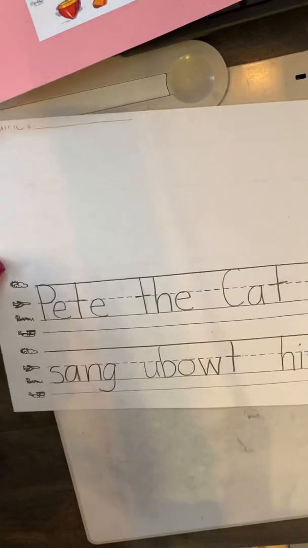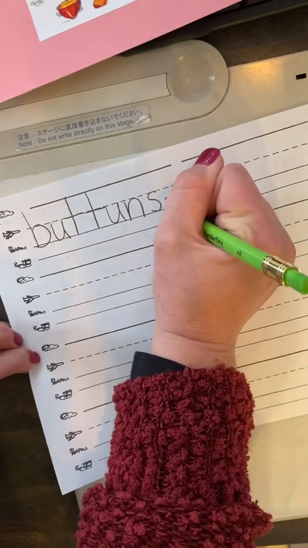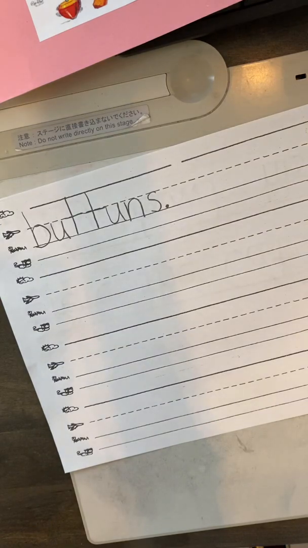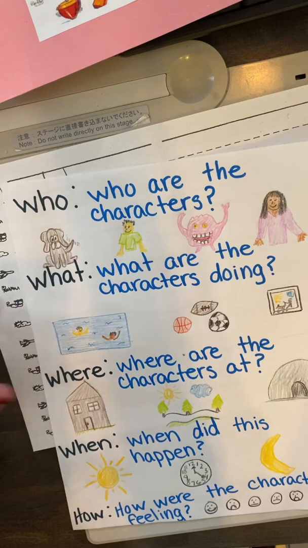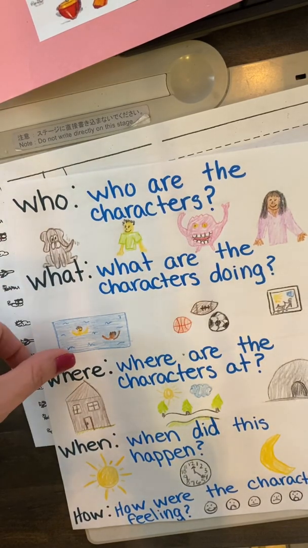Okay, so my first sentence says, Pete the cat sang about his buttons. And I need a period at the end of my sentence, which goes on the grass line. So now we have our who and our what. Pete the cat is our who, and what was he doing was singing about his buttons.